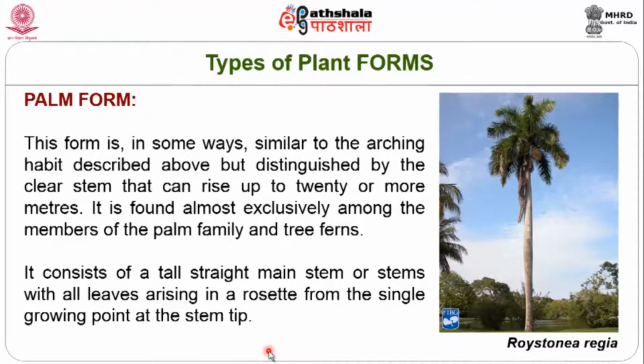And then we come to a form that many of us are very familiar with, that is the palm form, and something that is seen right throughout the world, and these are forms which are very sculptural themselves, and they have their own character. This form, that is the palm form, is in some way similar to the arching habit described above, but distinguished by the clear stem that can rise up to 20 or more meters, and it is found almost exclusively among the members of the palm family and the tree ferns.